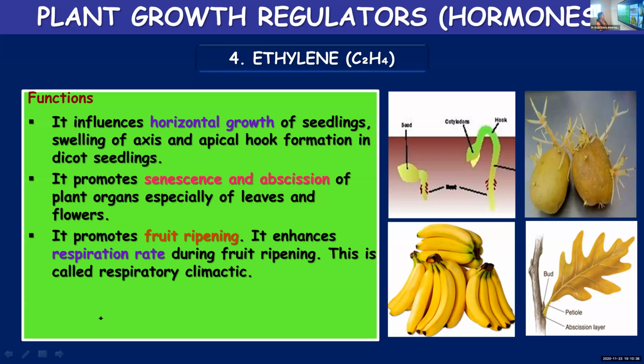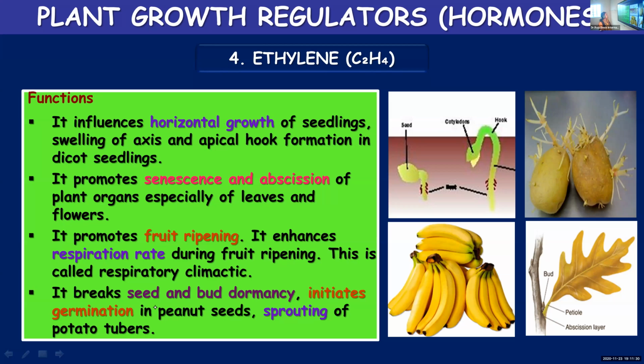It promotes fruit ripening. It enhances the respiration rate during fruit ripening. Normally at the time of ripening of the fruits, the respiratory rate in plants will be increased. There will be a drastic increase in the respiration rate, and you call this the respiratory climacteric. Respiratory climacteric means the rapid increase in the respiratory rate of the plant when the fruit is ripening. It facilitates or helps in the ripening of the fruit.